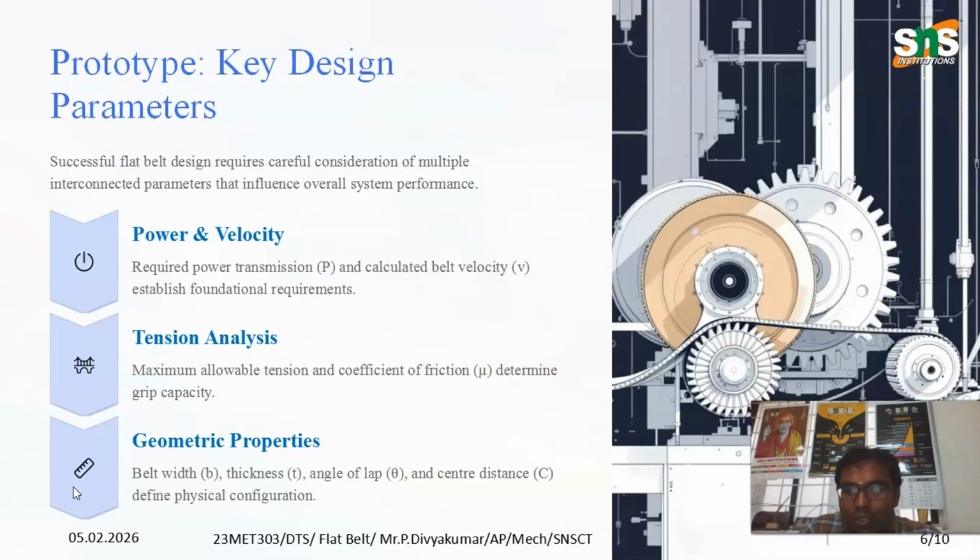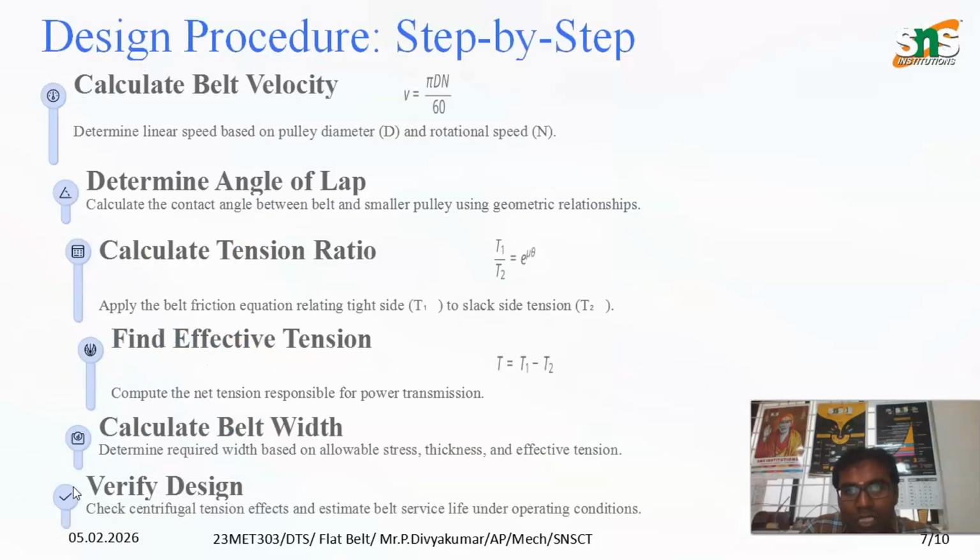Next, we are going to discuss the different parameters mainly considered for designing the flat belt. Some of them are power and velocity, tension analysis, and geometric properties. Now we are going to discuss the design procedure for designing the flat belt step by step. First, we need to calculate the design power, which is equal to rated power times the service factor. The service factor mainly depends upon the type of load, working hours, and shock conditions.